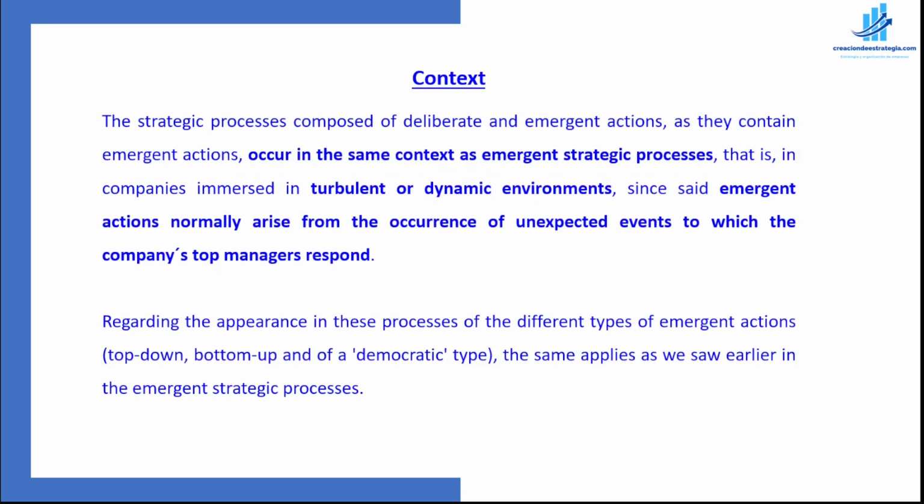Finally, we are going to see the context in which strategic processes composed of deliberate and emergent actions usually take place. These strategic processes, as they contain emergent actions, occur in the same context as emergent strategic processes, that is, in companies immersed in turbulent or dynamic environments, since said emergent actions normally arise from the occurrence of unexpected events to which the company's top managers respond. Regarding the appearance in these processes of the different types of emergent actions, top-down, bottom-up, and of a democratic type, the same applies as we saw earlier in the emergent strategic processes.